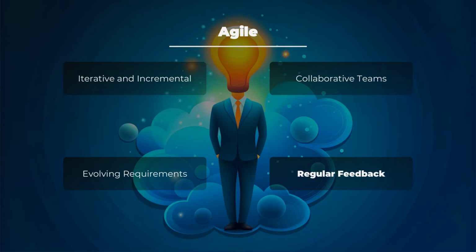Regular feedback. Agile facilitates frequent and regular feedback both within the development team and with stakeholders. Continuous analysis and evaluation of the product at the end of each iteration helps to identify problems early, allows for quick adjustments, and contributes to the overall improvement of the product.